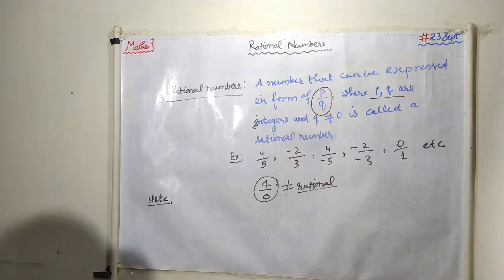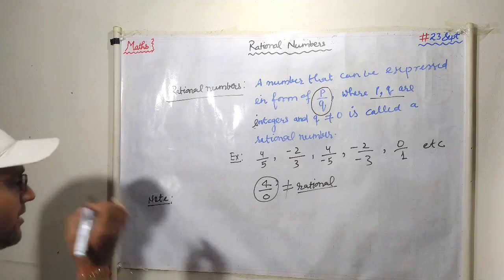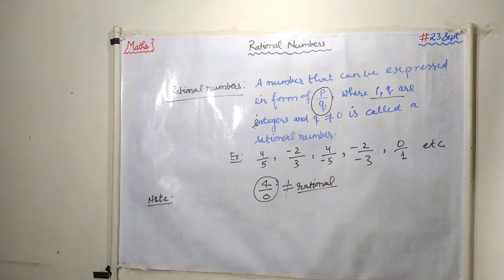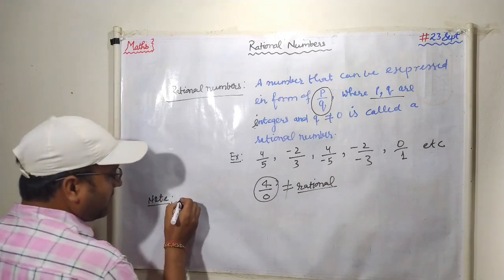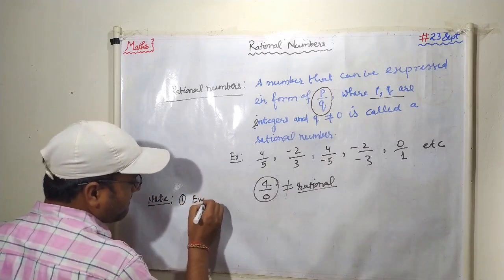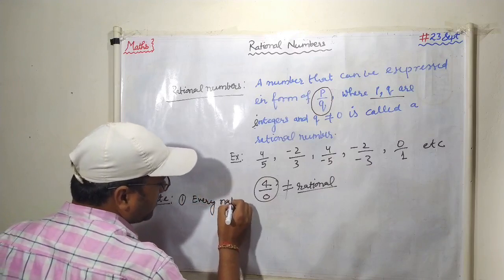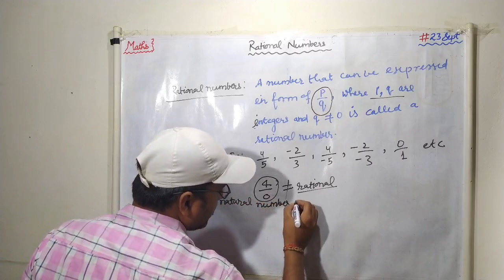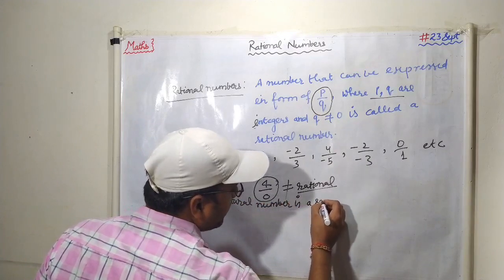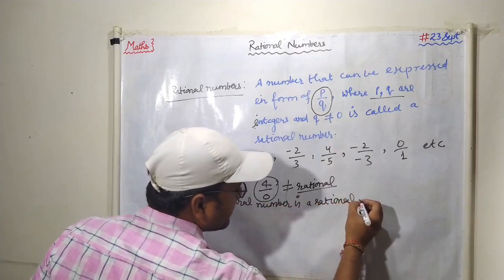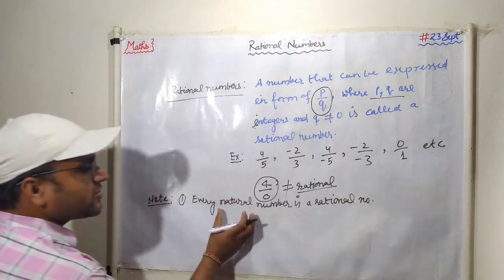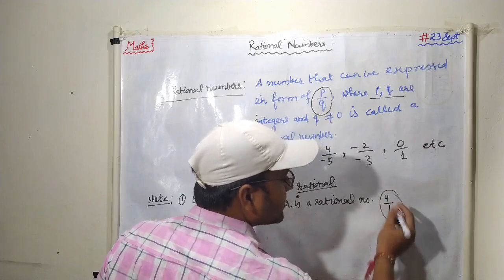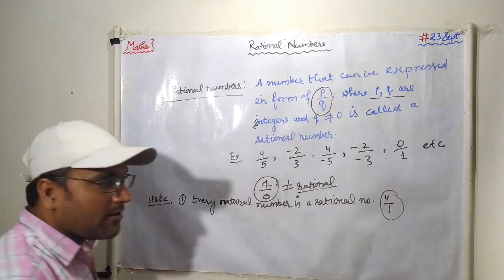Okay, every natural number is a rational number. First one is: every natural number is a rational number. Very important point, students. Every natural number is a rational number, like 4. So 4 upon 1 is also a rational number.